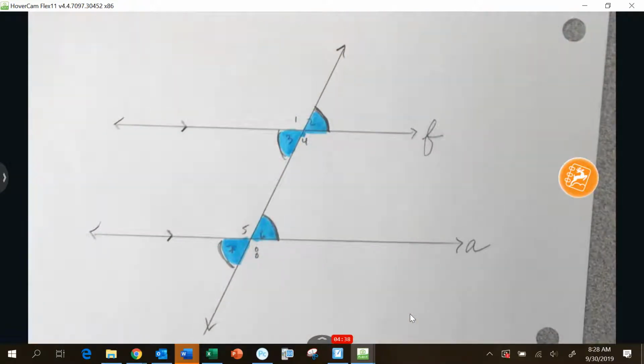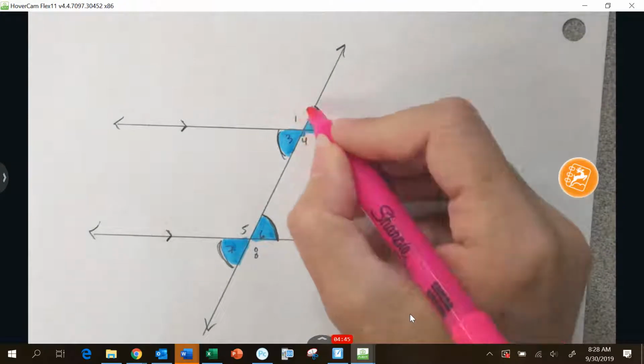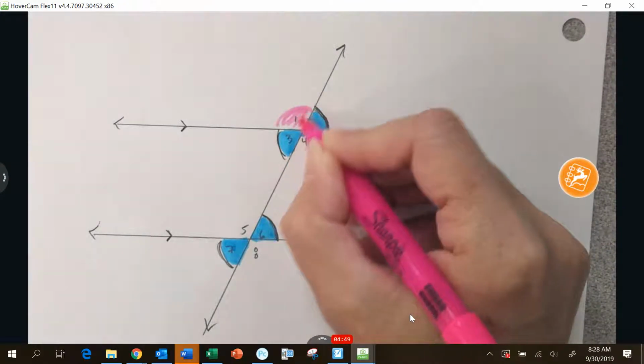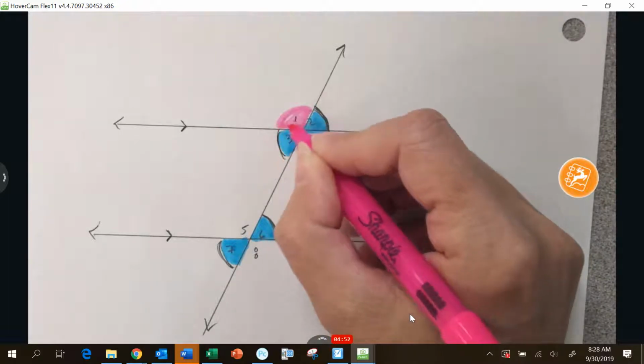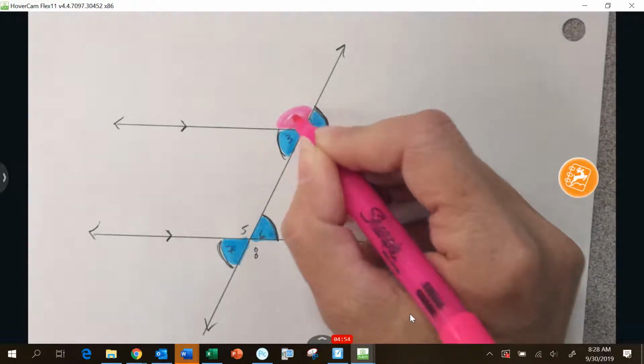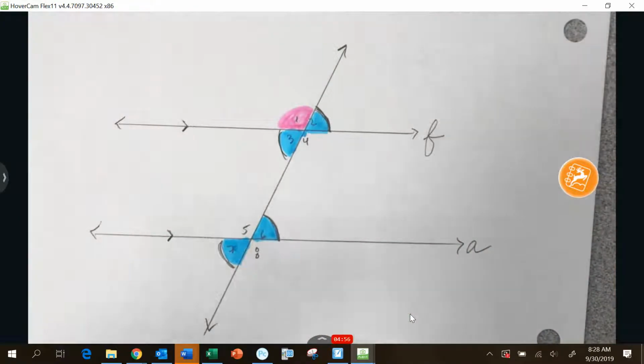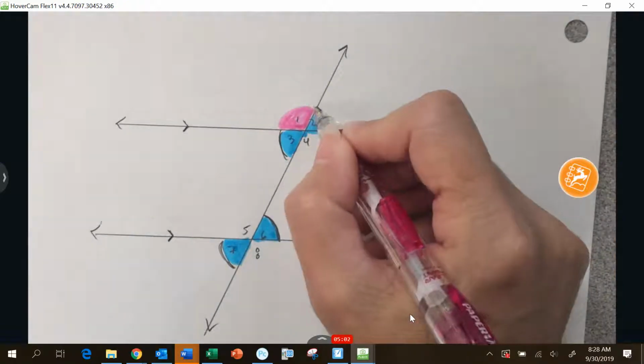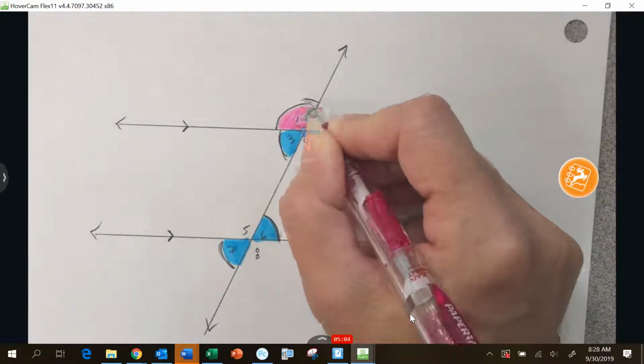All right, so now comes the trickier part. Let's see if you can figure it out. Angle 1, I want you to compare to angle 2. Tell me anything that you can come up with by saying angle 1 and angle 2 in the same sentence or statement. Are they congruent? No. What can we come up with about angle 1 and angle 2?